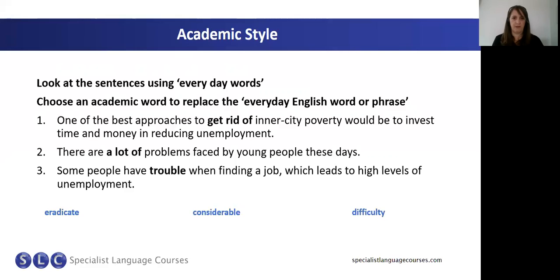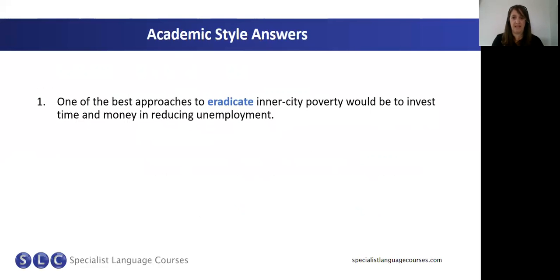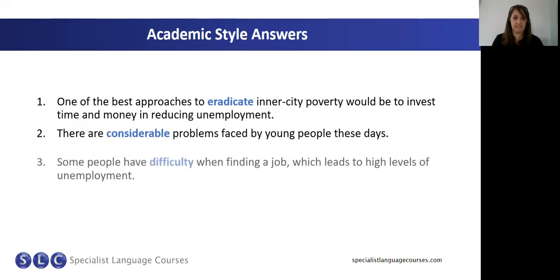Good. So you all have the right idea. And let's check our sentences. So number 1, instead of get rid of, we can use eradicate. 2, a lot of, we can use considerable. And 3, trouble, we can use difficulty. And here we have those complete sentences here.